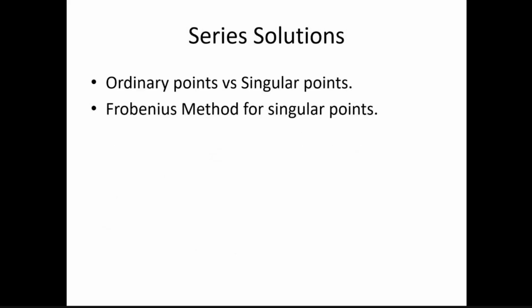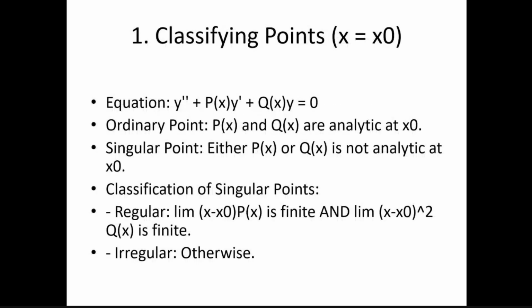Now we come to series solutions. Ordinary points versus singular points, and Frobenius methods for singular points. So, classifying points: if we have an equation y'' + p(x) y' + q(x) y = 0, at an ordinary point p(x) and q(x) are analytic at x0. At a singular point, either p(x) or q(x) is not analytic at x0.